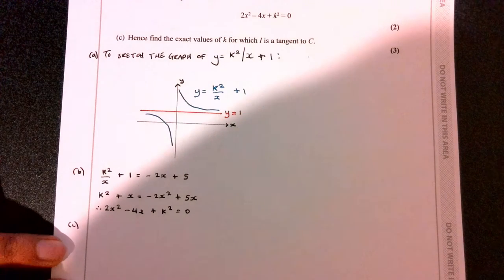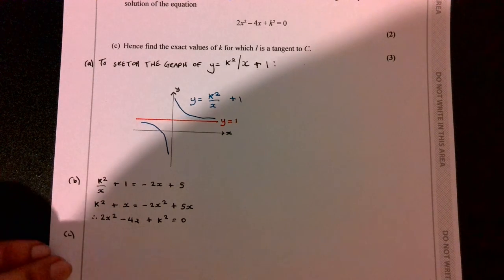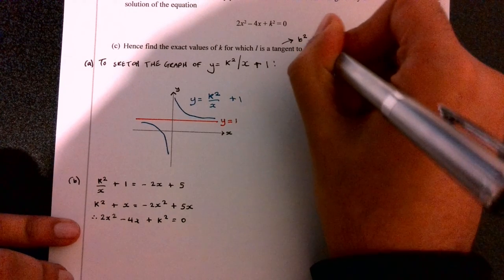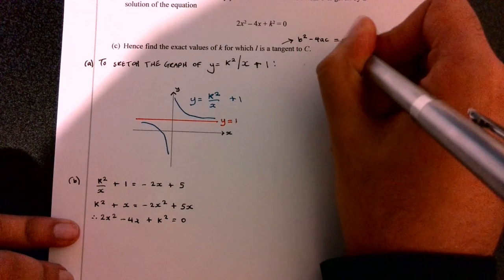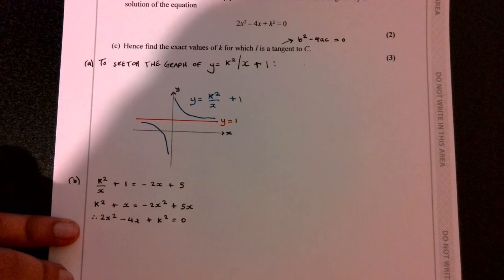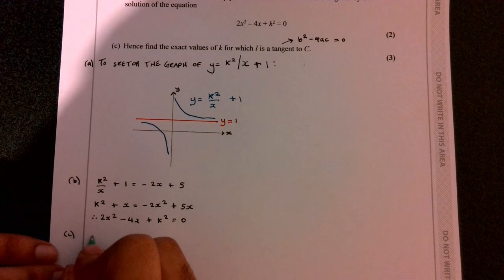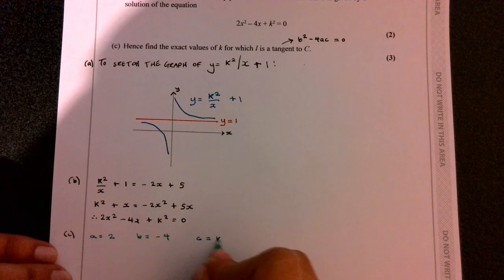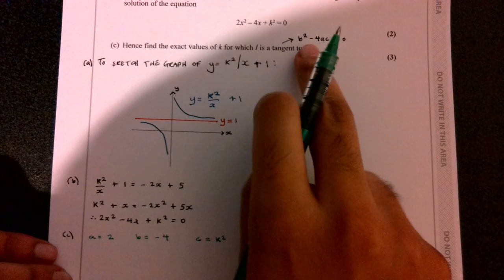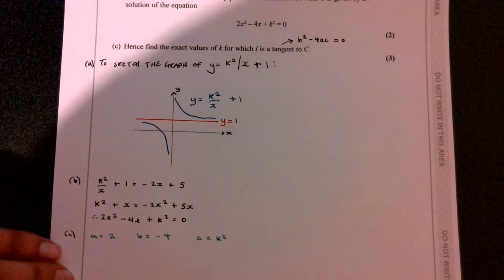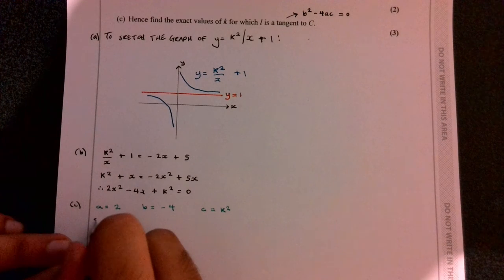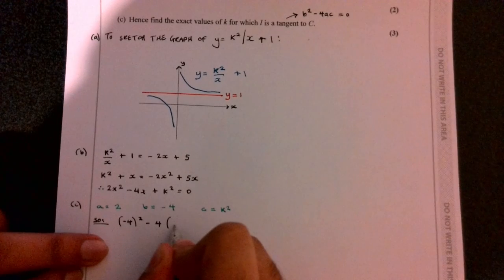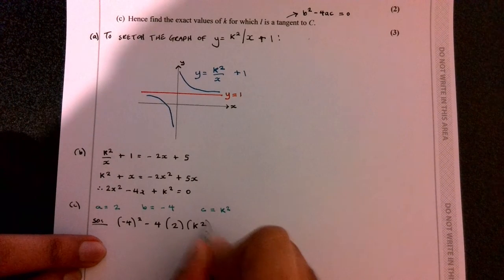Now for part C, hence find the exact values of k for which L is a tangent to C. If L is a tangent to C, the discriminant b squared minus 4ac is equal to 0. So with that being said, a is equal to 2, b is equal to minus 4, c is equal to k squared. If we substitute these into the discriminant for part C, we have b squared, so minus 4 squared, minus 4ac, so minus 4 lots of 2 lots of k squared, and this is equal to 0.